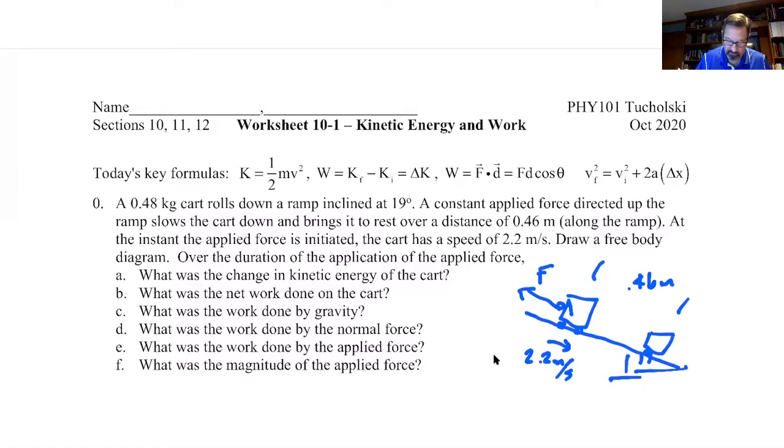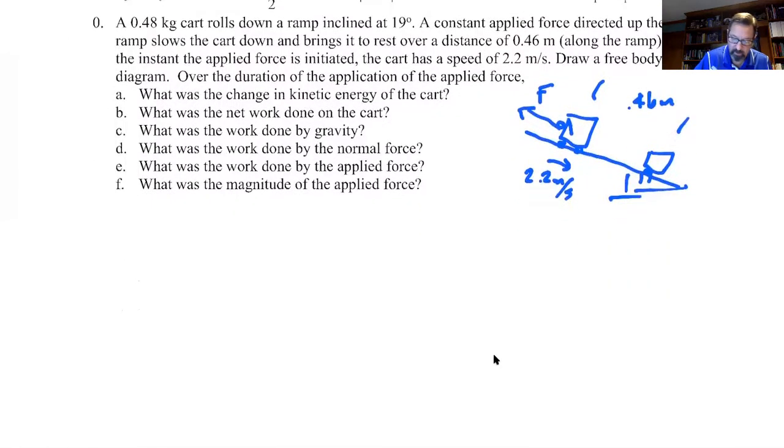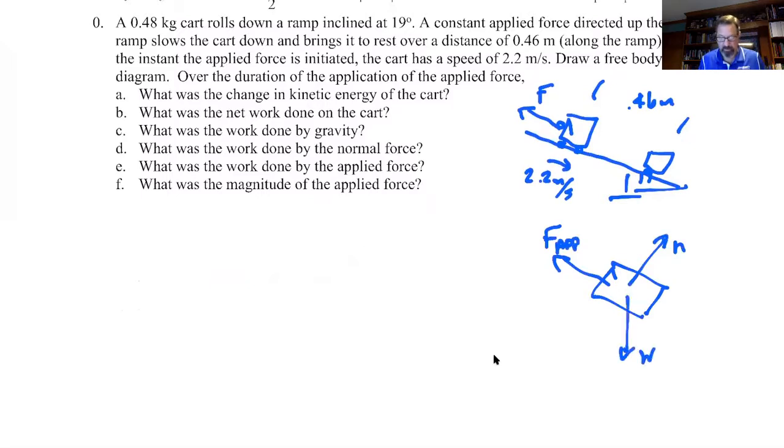I want to draw a free body diagram real quick. So let's slide down here and put a free body diagram right below it. There's the force that's being applied. I'm going to subscript it with applied. I may just drop to A here in a second. There is a normal force, right? And there is a force of gravity, a weight force pulling that way. Anybody think of another force?